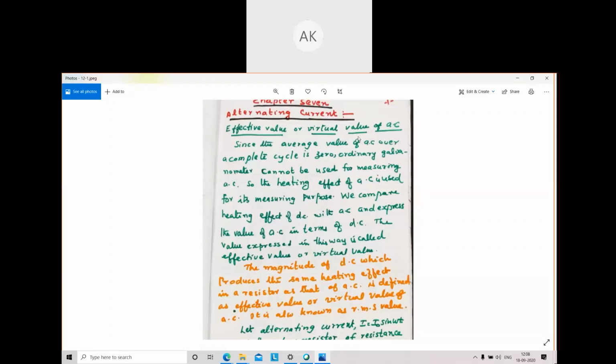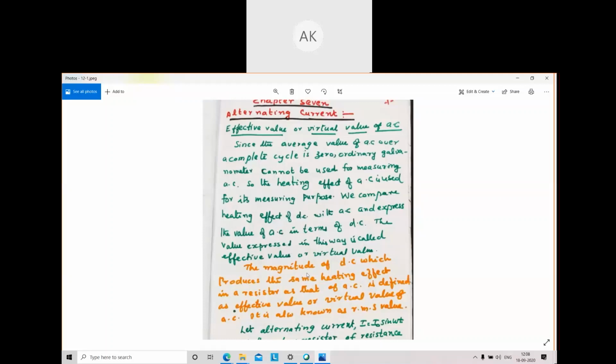We know AC is a varying value. So the virtual value is considered as a steady value which will produce the same effect when it is passed through a resistor. It will produce the same heating effect as is done by the AC when it is sent through the resistor for the same time period. So the virtual value of AC is considered as the steady value of AC.